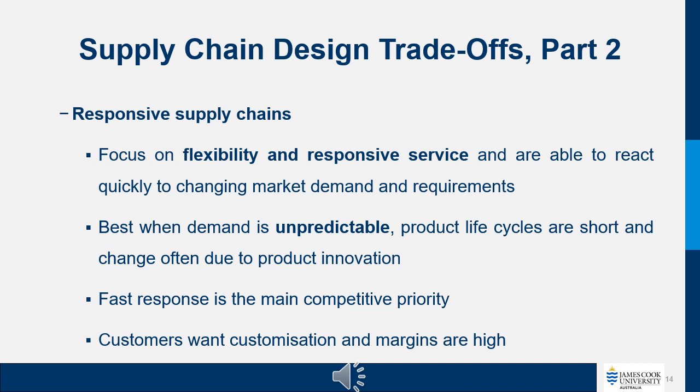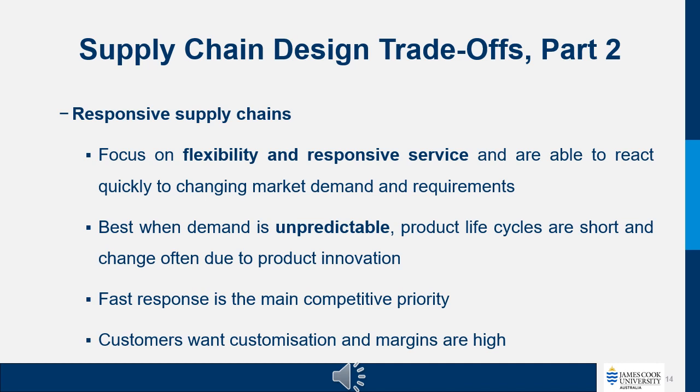Organizations often face challenges of striking a balance between efficiency and responsiveness. There are inherent trade-offs between the two approaches, as optimizing for one may come at the expense of the other one. Organizations must carefully evaluate the market dynamics, customer requirements, and competitive priorities to determine the optimal supply chain design that aligns with their business objectives.